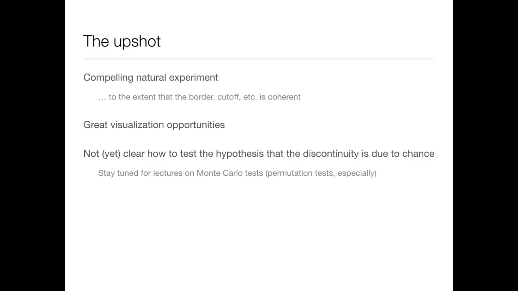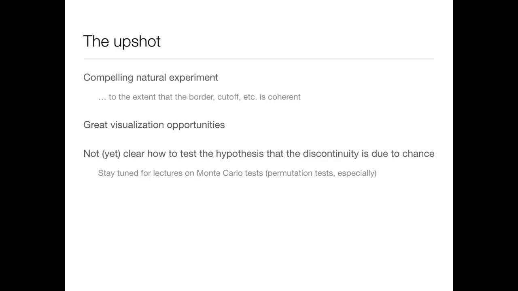So here's the upshot. Regression discontinuity designs can be a really compelling form of a natural experiment, especially when you're looking at a cutoff or a border that's really coherent. They give you the opportunity to study groups that are very similar in other ways, except for their position relative to that cutoff. As we've seen here, for a class on data visualization, it's an especially nice research design because there are so many opportunities to visualize the results in really compelling ways.